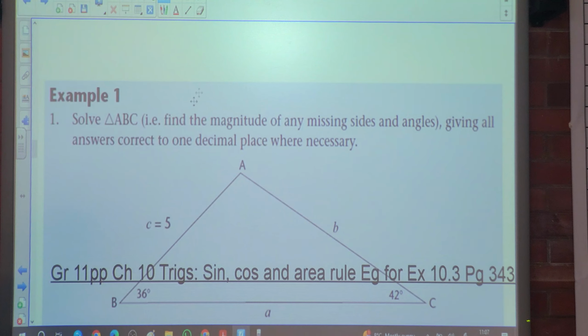Okay, so that brings us to the end of our introduction to the sine rule.